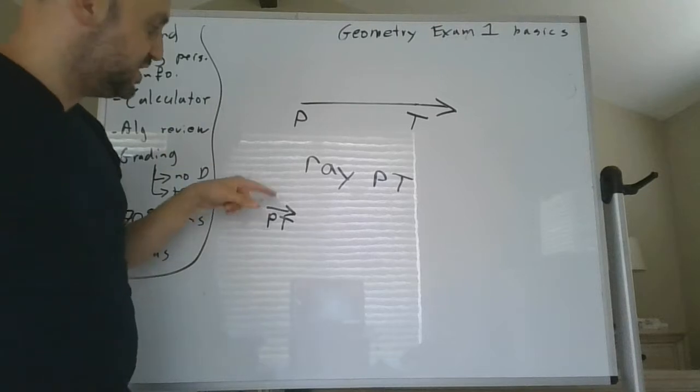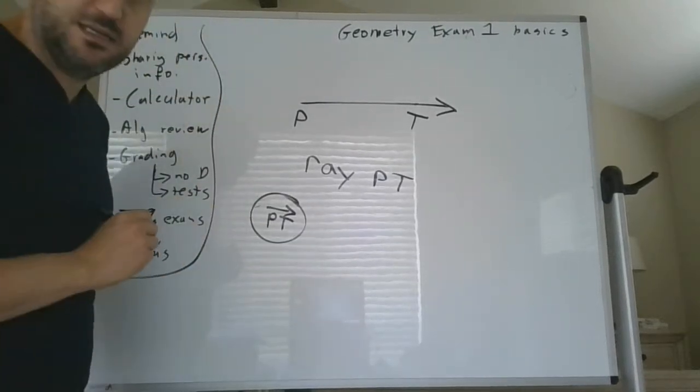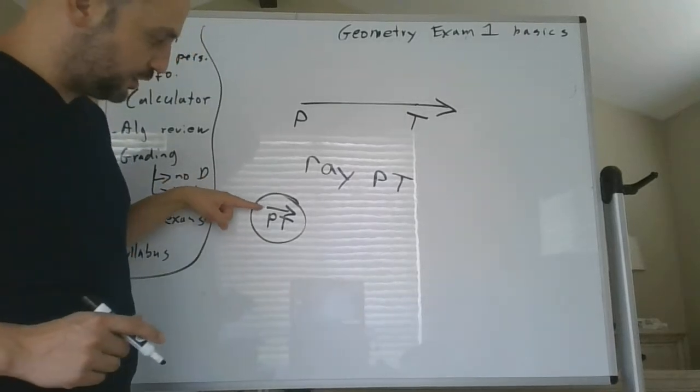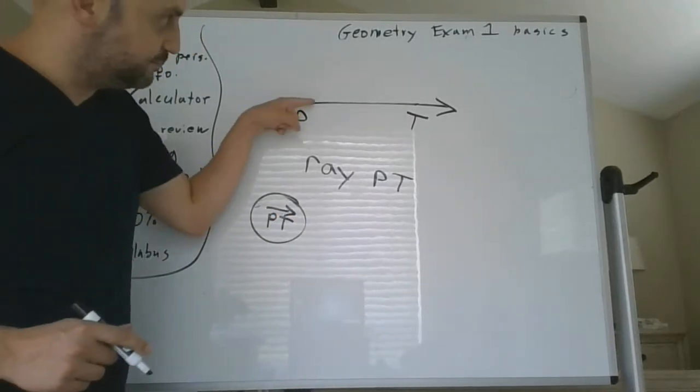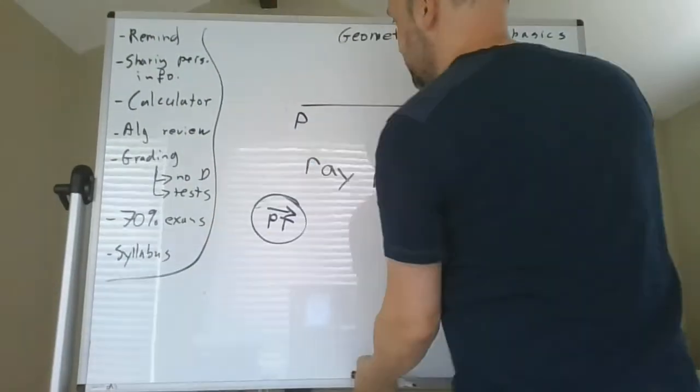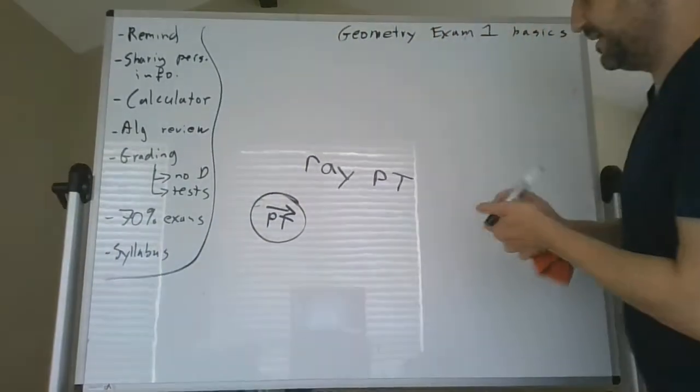Okay, so keep that in mind. So this one, you'd have to say ray PT. Now, you see this little notation here? It confuses students sometimes because they're like, oh, I have to put the arrow this way because the ray is going this way. It doesn't matter. You always do the arrow going right. Let's say PT looks like this.